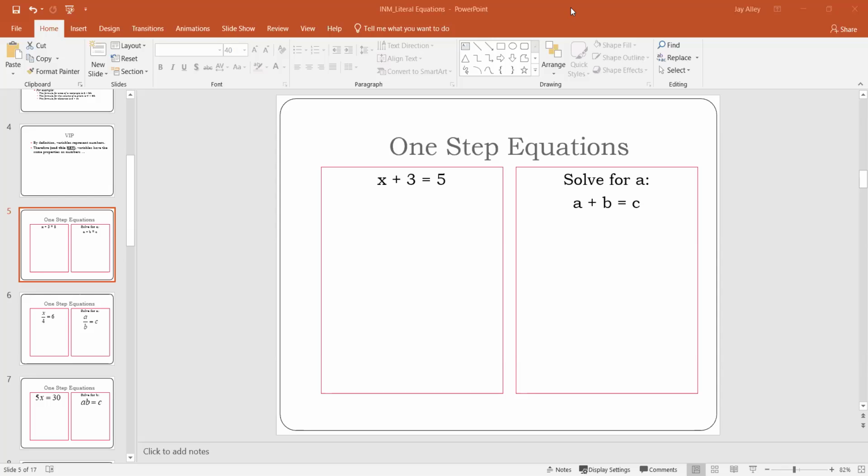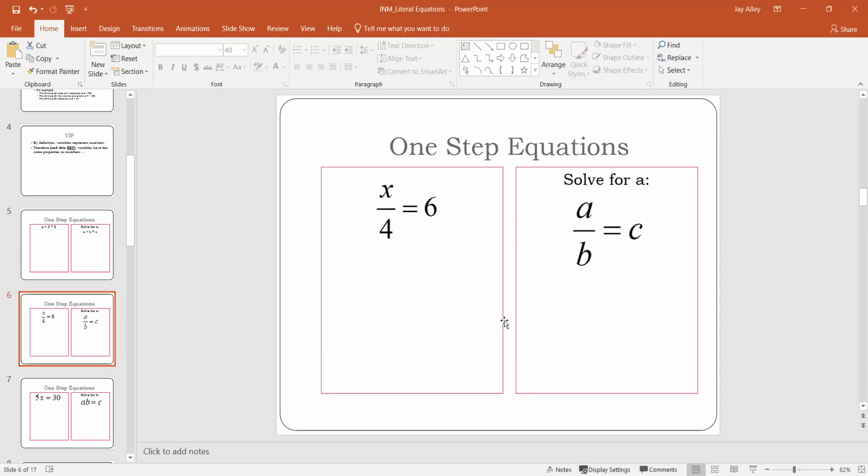The alphabets, the literal equations. We talked about these one-step equations yesterday. Using our opposite operations, we're going to try to get the variable by itself. Here on the left, the variable is x. So we're going to subtract 3. That's a one-step equation. On the right, we're solving for a. We do the exact same thing. We got to get the a by itself, so we subtract b. It's in the same position. The 3 and the b are both positive, so we're going to use the opposite to get rid of them, to cancel them out.